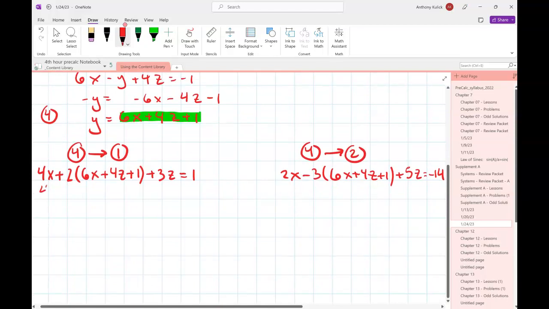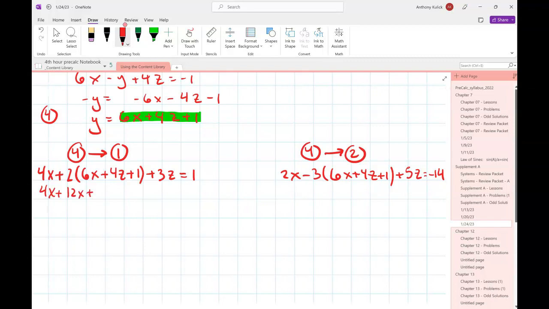I'm now going to go ahead and distribute through. So 2 times 6 is 12. 2 times 4 is 8. 2 times 1 is 2. If I combine like terms, 4x and 12x is 16x. 8z and 3z is 11z. And then I'll move that constant over to the other side. So subtract 2 from both sides. And I get that it's equal to -1.